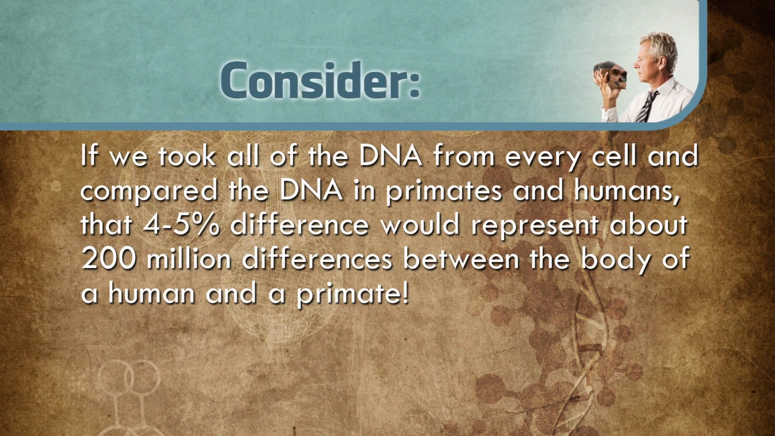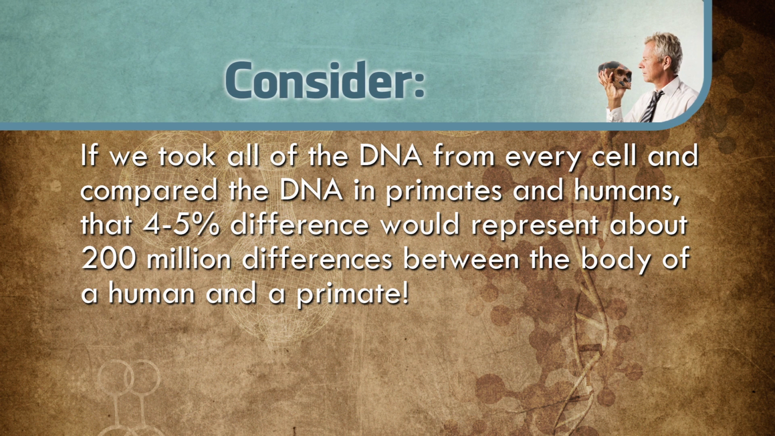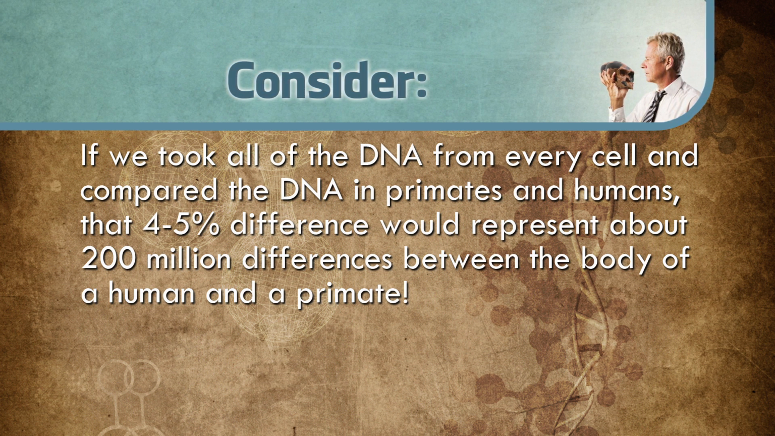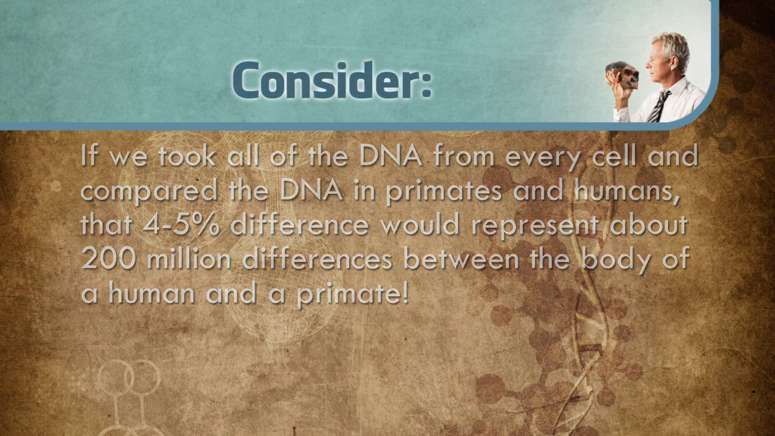Consider, if we took all of the DNA from every cell and compared the DNA in monkeys and humans, that 4 to 5% difference would represent about 200 million differences between the body of a human and an ape. So 4 to 5% is no small issue. Looked at in that light, humans and chimps are not so similar after all. When evolutionists pick such comparisons as support for their theory, they're really not telling the whole story. They do what comes natural to all of us. They seem to pick and choose what results they'll highlight based on what appears to support their theory.